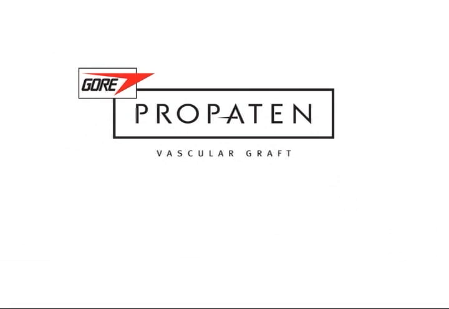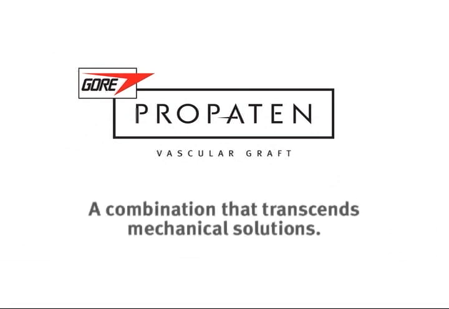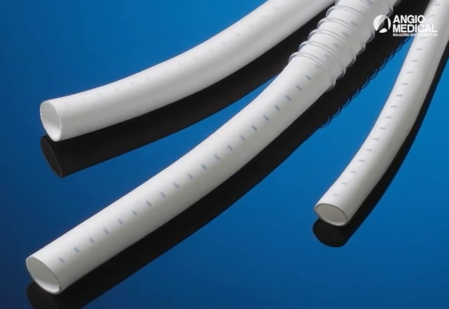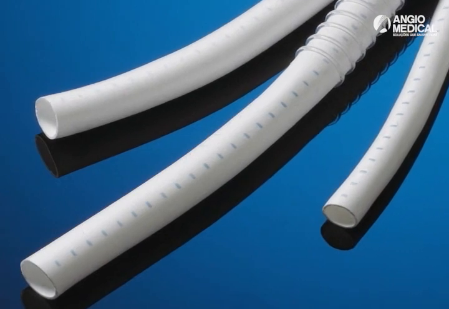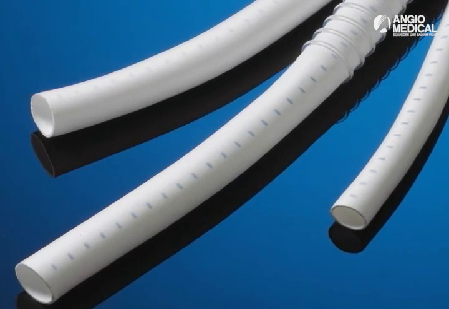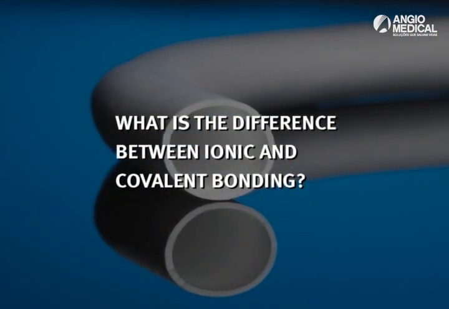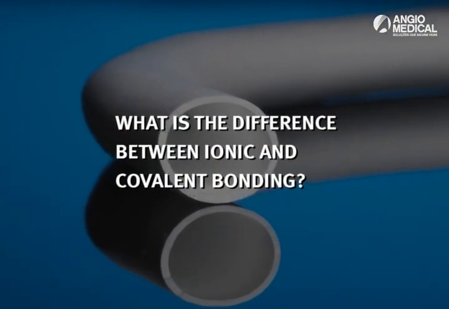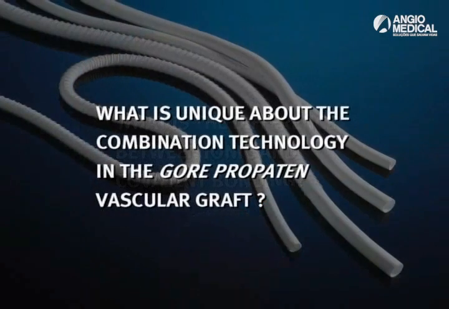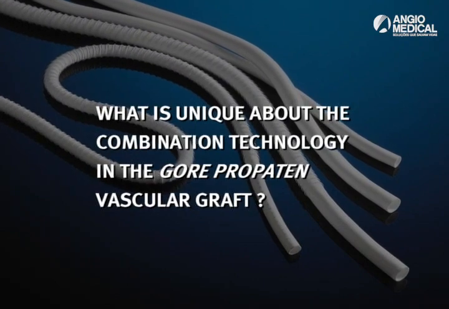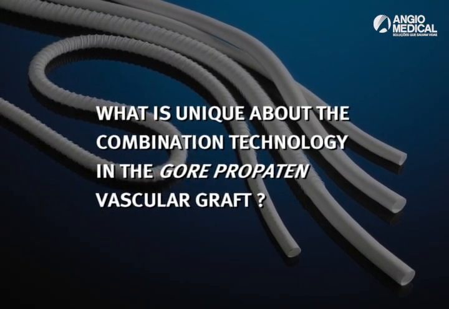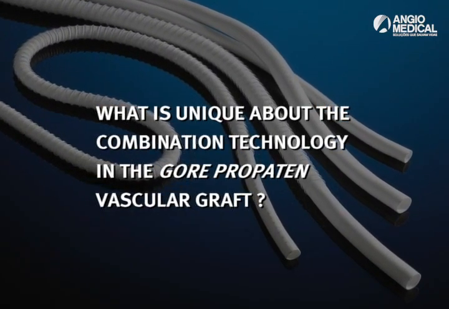The GORE PROPATEN vascular graft, a combination that transcends mechanical solutions. In order to understand how this combination works, two key questions must be addressed. What is the difference between ionic and covalent bonding? And what is unique about the combination technology in the GORE PROPATEN vascular graft?